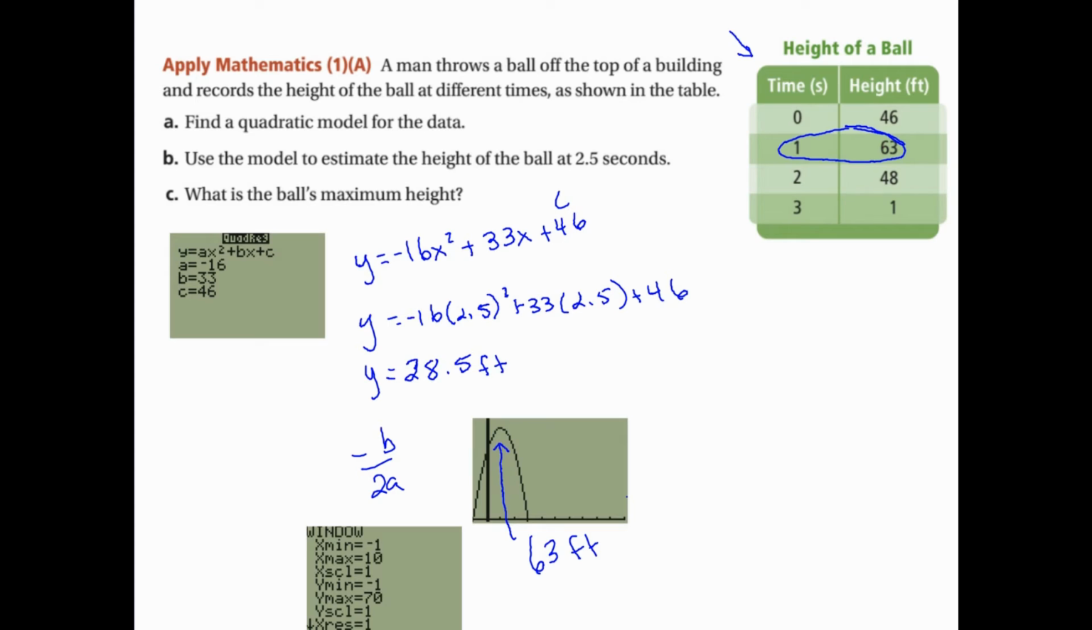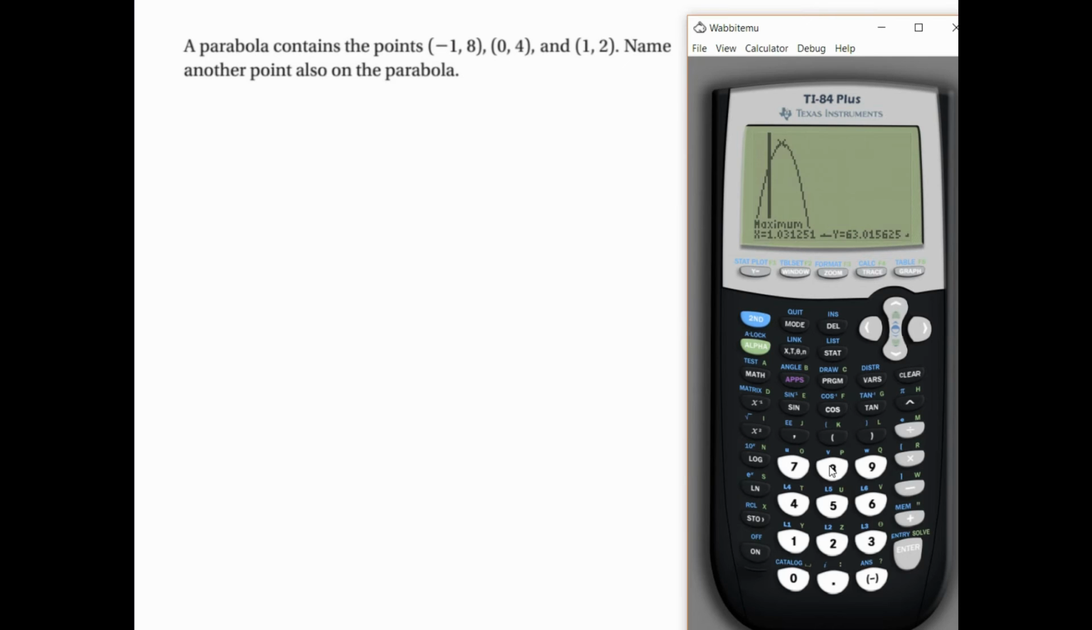All right, let's go ahead and do one more problem. Hang in there. A parabola contains the points -1, 8, 0, 4, and 1, 2. Name another point that is also on the parabola. So I think you guys already know how to do this. Just read the problem, think about how we can find another point. But I'm going to go ahead and do it again on the calculator. We're going to do it together, and you can check it at the end.